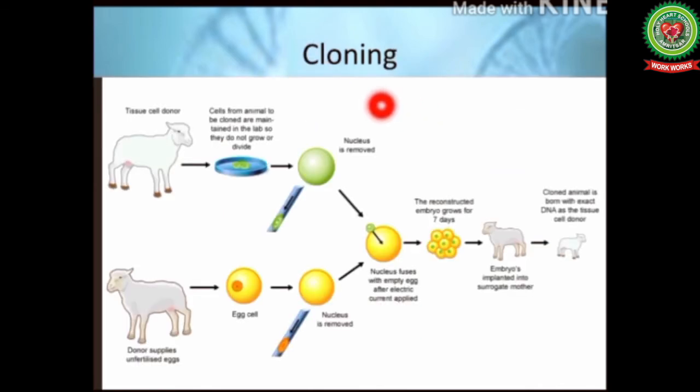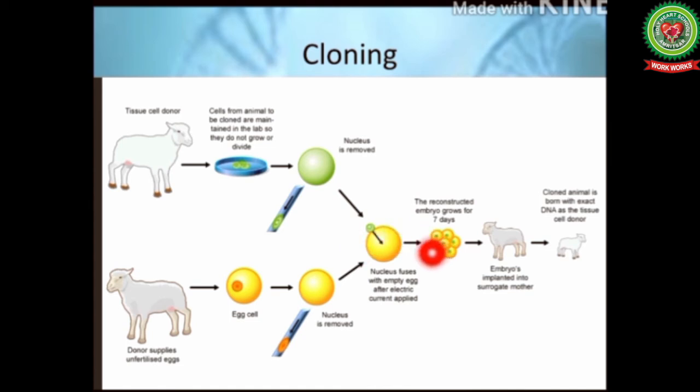Cloning. Cloning is defined as the process of generating identical copies of a cell or an organism. In cloning, somatic cells are taken out of the body of the donor. Here somatic cells means body cells. Along with these cells, unfertilized eggs are also taken out of the body. Now, these cells are kept in in vitro conditions so that they do not grow or divide. Now, the nucleus is taken out from both the cells and the nucleus of the somatic cell is allowed to fuse with the empty egg cell with the help of electric shock.